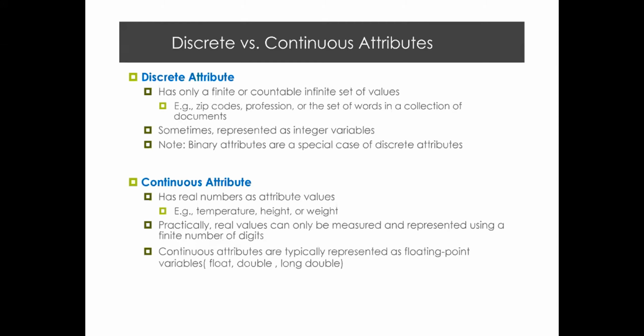Here the temperature and height may increase for the people. Similarly, practically, real values can only be measured and represented using a finite number of digits. Continuous attributes are typically represented as floating point variables, like float, double, long double. So that is the continuous data, which we have to represent as a real value.